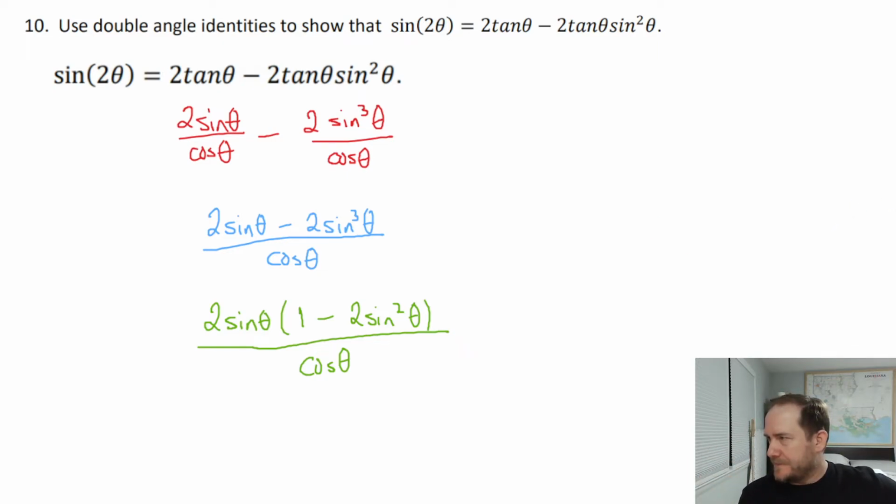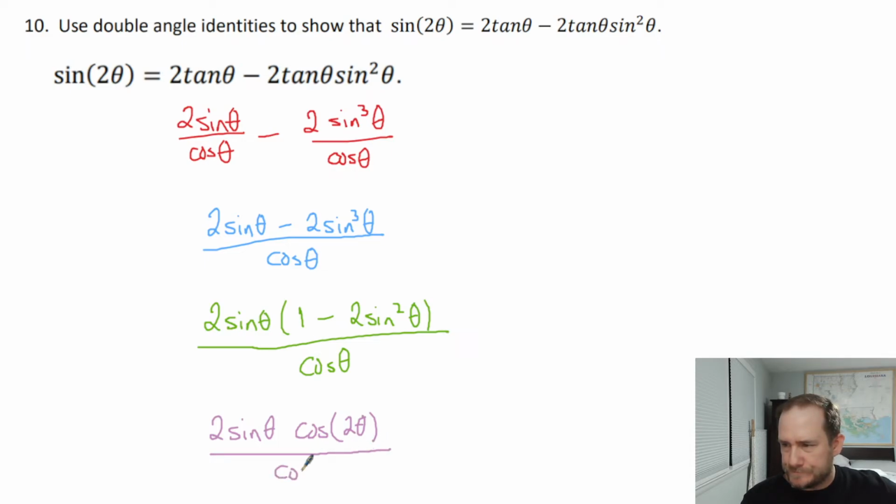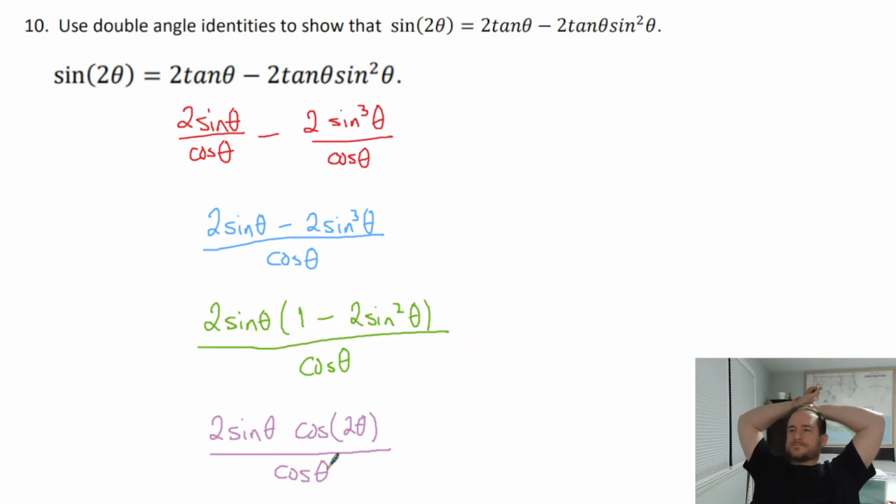I'm just gonna keep plowing ahead. All right, this is 2 sine theta. 1 minus 2 sine squared theta. That's one of the double angle cosine forms for us. So that's cosine of 2 theta. And this is supposed to be all over cosine. Thought I had an idea from here. Sine of 2 theta.